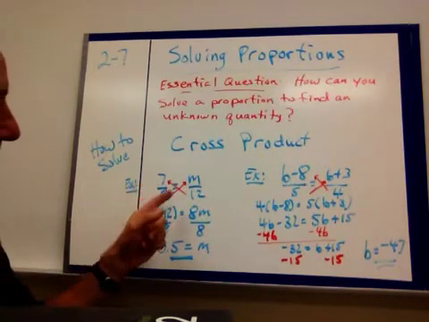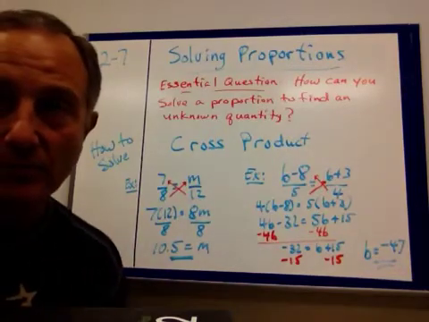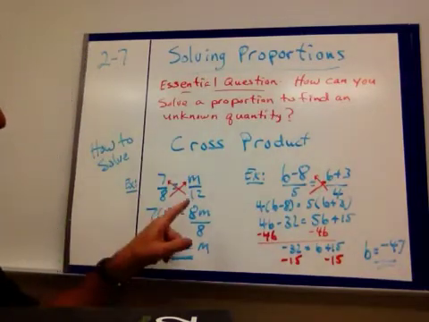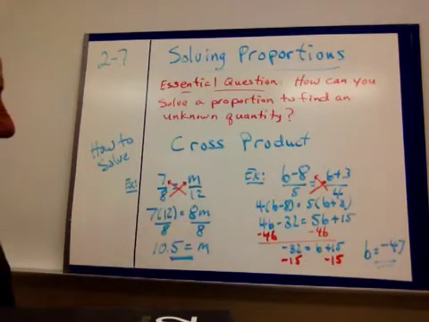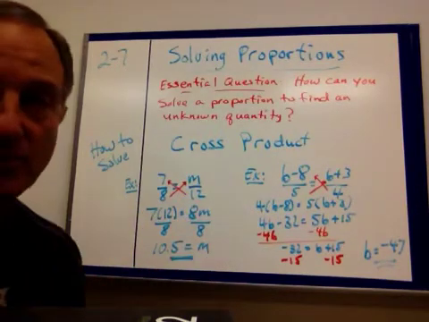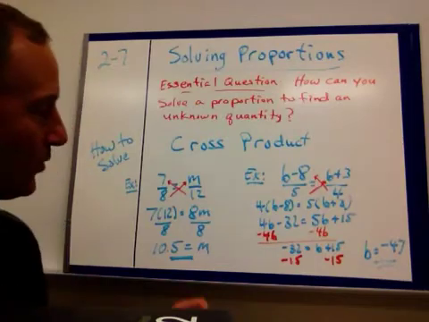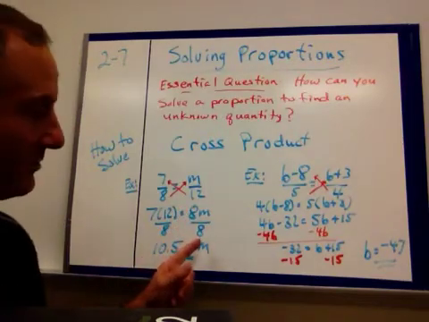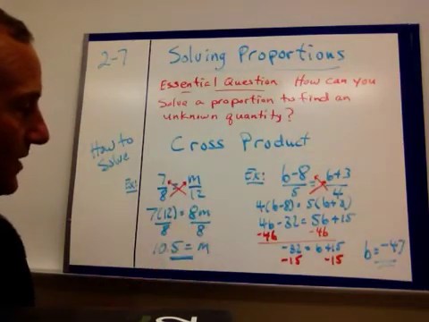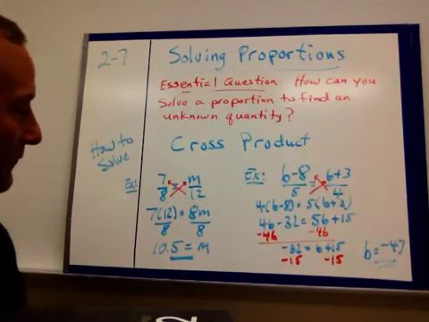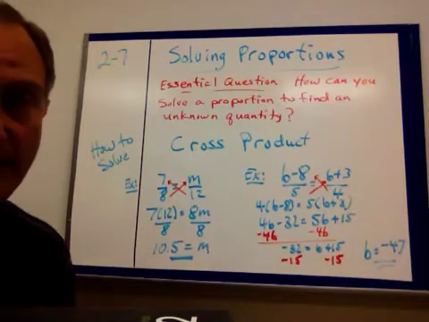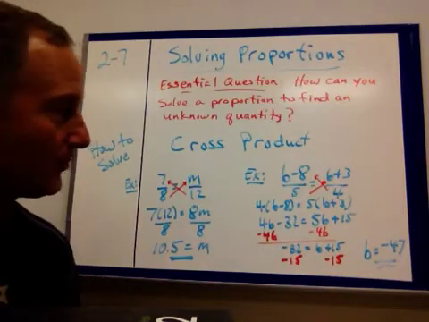If you have 7 over 8 equal to m over 12 and you have to solve for m, cross multiply. 7 times 12 equals 8 times m. You've got a multiplication problem here, 8 times m. We undo the multiplication by division. Whatever you're multiplying by, you divide by. 7 times 12 is 84, divided by 8 is 10.5. That's your m. Real simple.